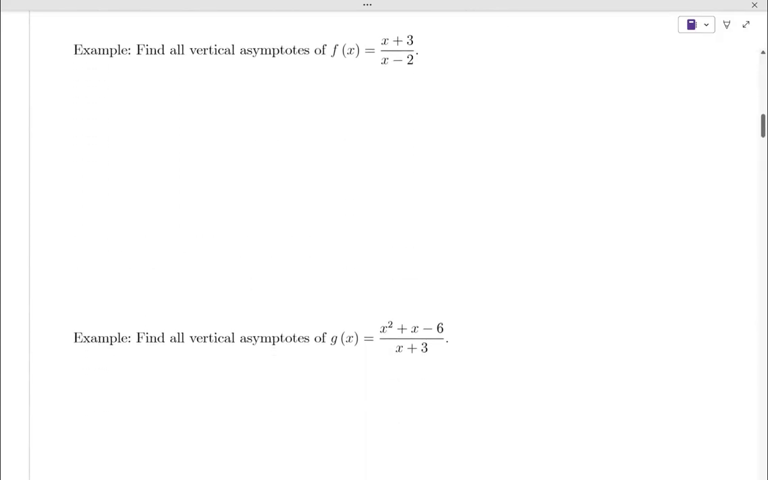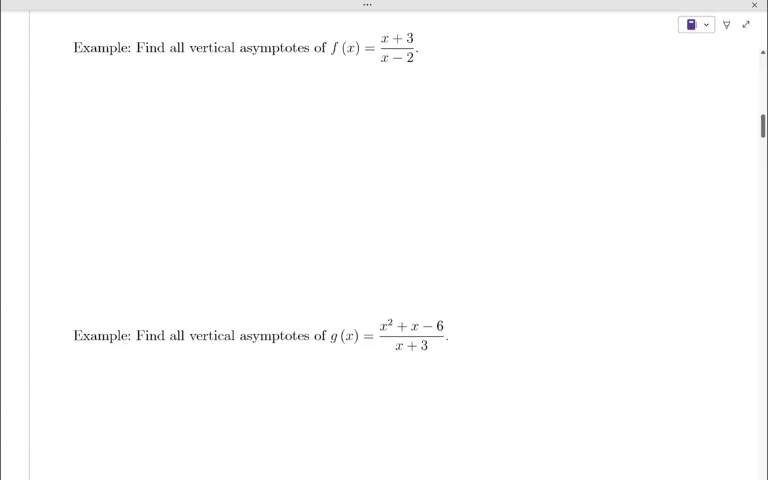So let's look at the next one, where it asks for all the vertical asymptotes of f of x equals x plus 3 over x minus 2. Well, in the previous example, what did we notice went hand in hand with the vertical asymptote? In the vertical asymptote at x equal to 0, what was wrong with x equal to 0? Yeah, putting it in the denominator makes the denominator equal to 0, right? Trying to divide by 0. So if you were looking at this particular function, where might you guess there's a vertical asymptote?